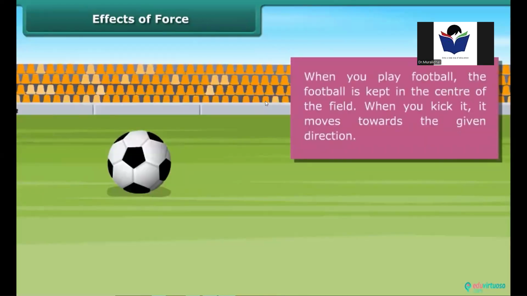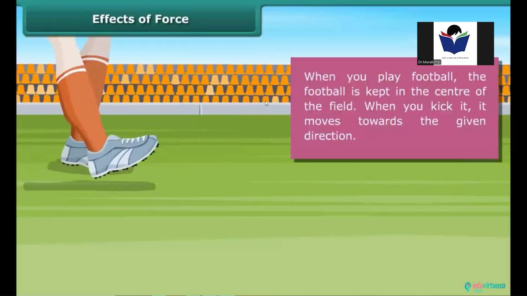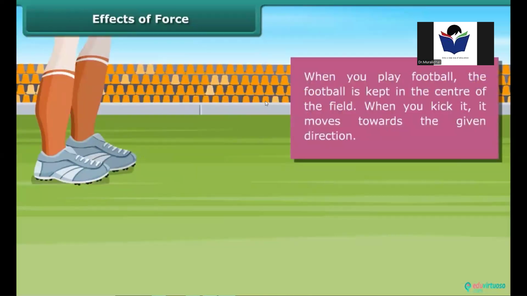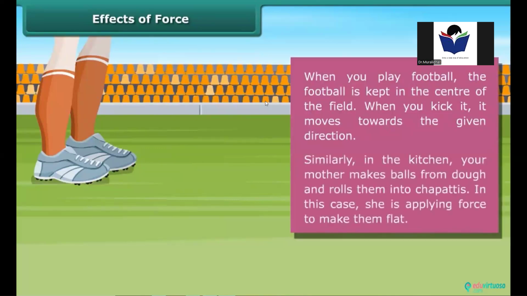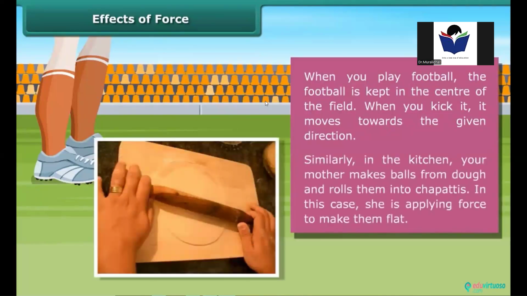When you play football, the football is kept in the center of the field. When you kick it, it moves towards the given direction. Similarly, in the kitchen, your mother makes balls from dough and rolls them into chapatis. In this case, she is applying force to make them flat. Effects of force.